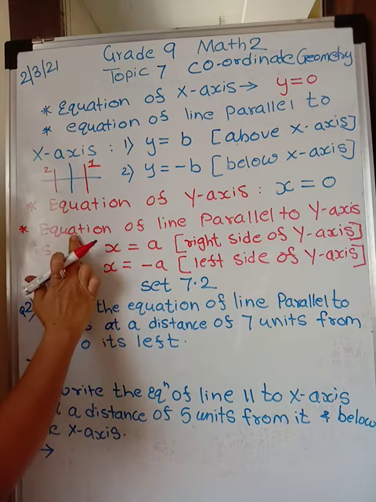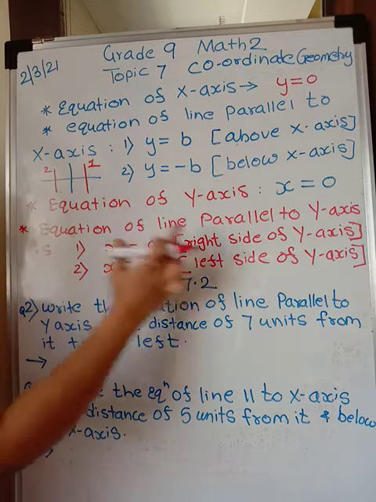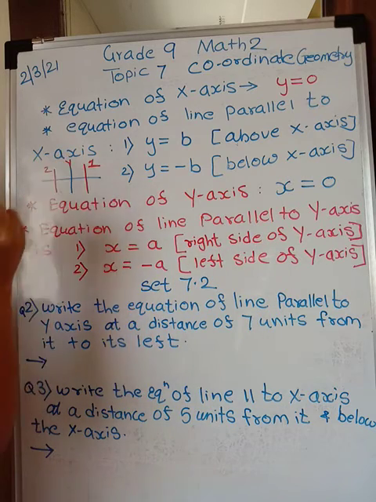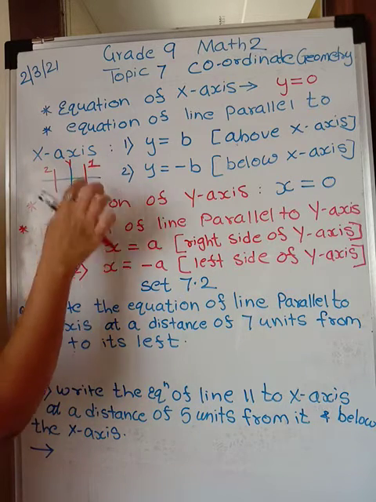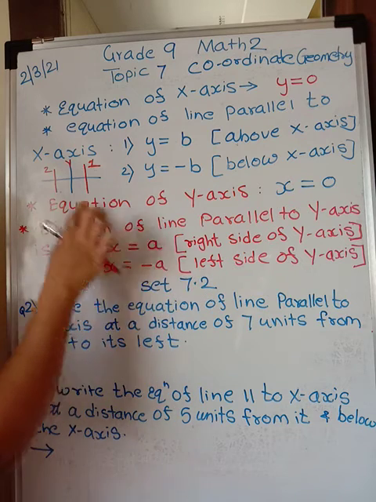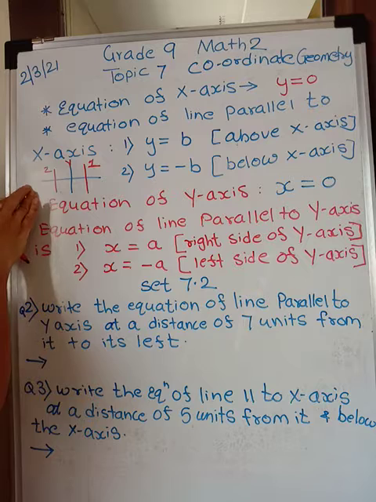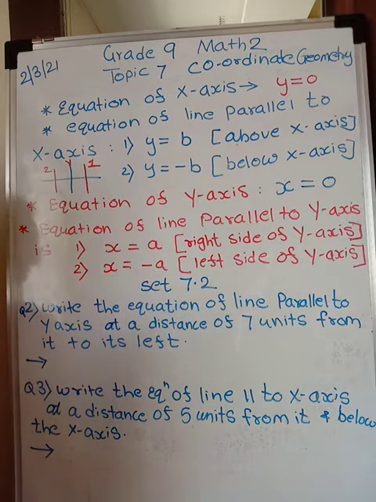So if the equation of a line is parallel to the y-axis and on the right side of the y-axis, towards the right hand side, the equation is x is equal to a. All values will be positive over here. And if it is lying towards the left hand side of the y-axis, it will be x is equal to minus a. So you are going to remember 6 equations.